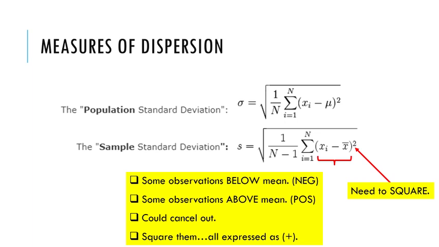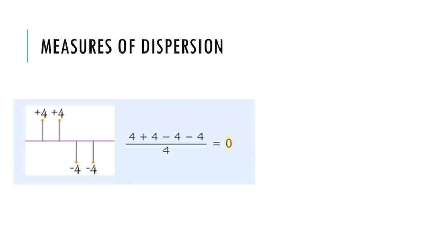But here's the problem. If I have some that are positive and some that are negative, they could just cancel out, and then I have no deviation. So if we square them, as we see here, we've got that parentheses expression squared, then everything is expressed in the positive. Now that might not quite make sense yet, but just give me a second and I think this will help. So let's say that I have deviations. I'm looking at that bracket, right? What was in that bracket?